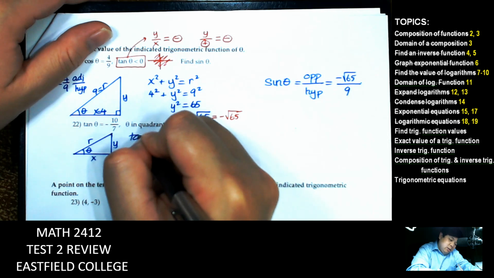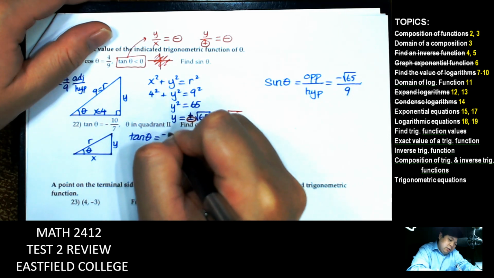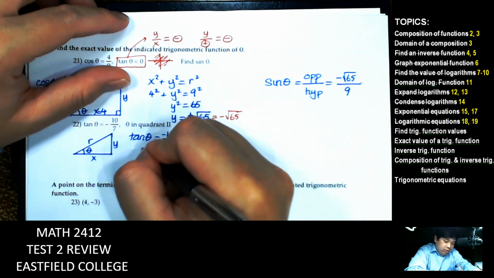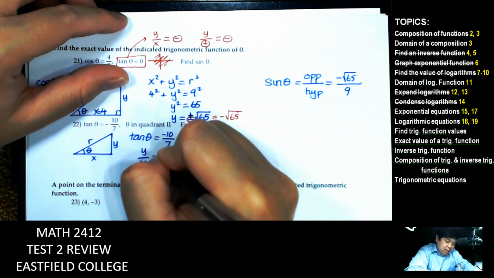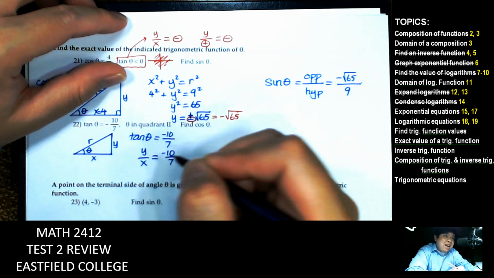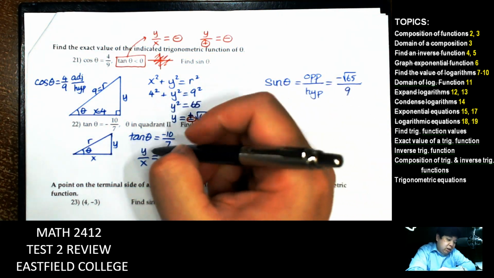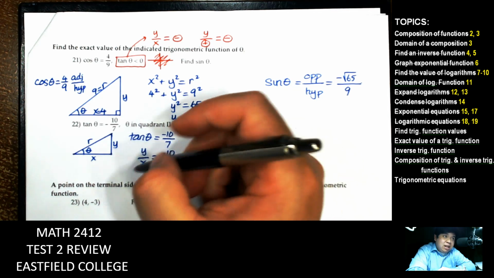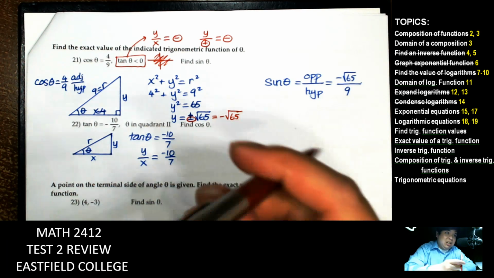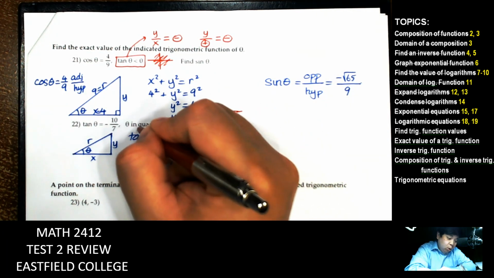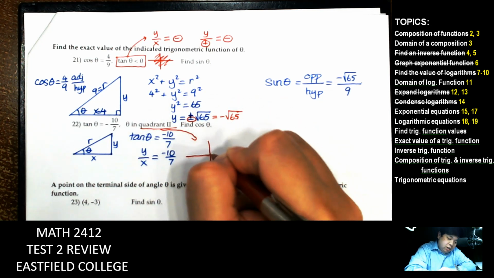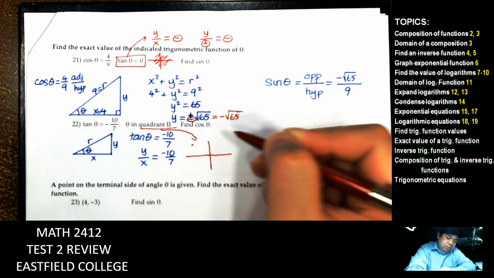Tangent, it is negative, so tangent is y over x. So one of these has to be negative, but we do not just say that y is negative 10 and x equal to 7. That would be wrong, because we don't know anything about x and y yet. What we do know is it is in quadrant 2. So now we're trying to draw it in this quadrant.